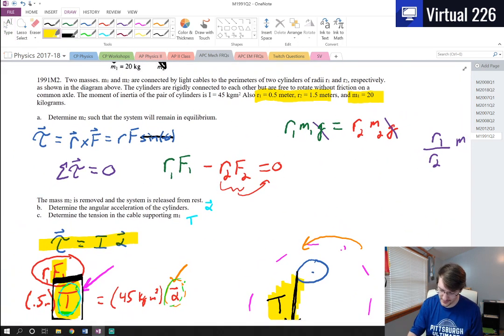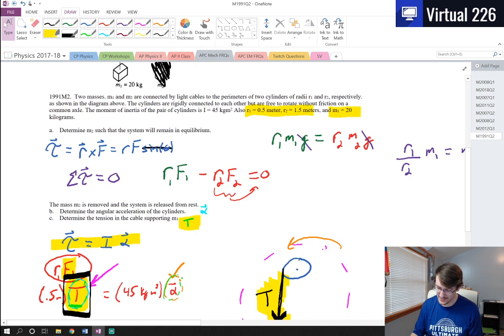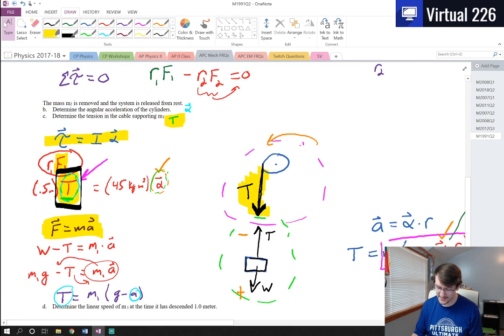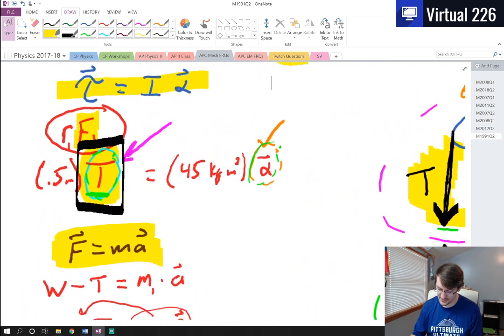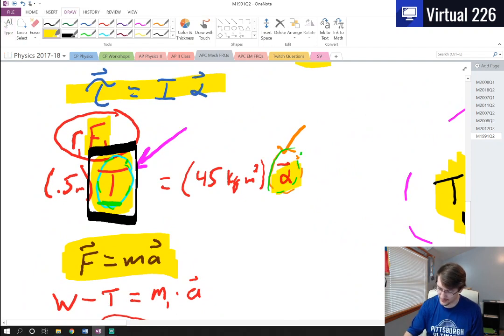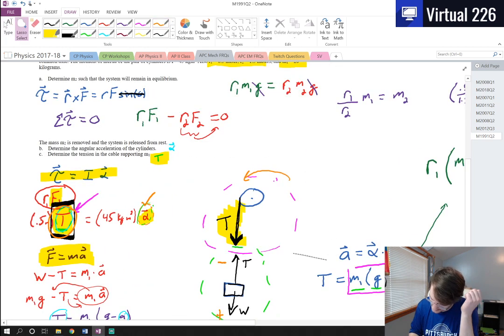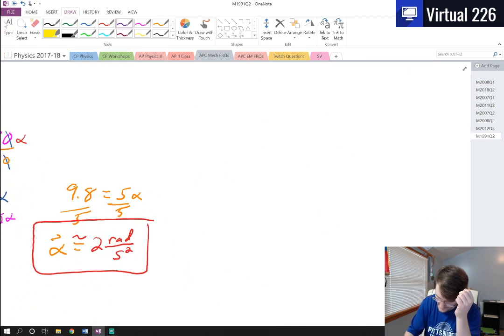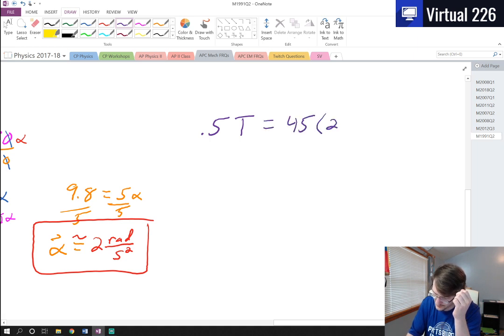We actually still need to go get the tension in the cable, which is something a lot of people forget to do. This actually isn't bad to do though, because all you need to do now to get that tension is, since you know what alpha is now, you can just solve for tension. So what we can do here is just go back and say that 0.5 times tension equals 45 times 2.